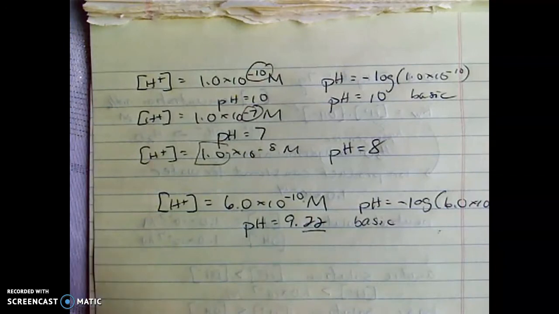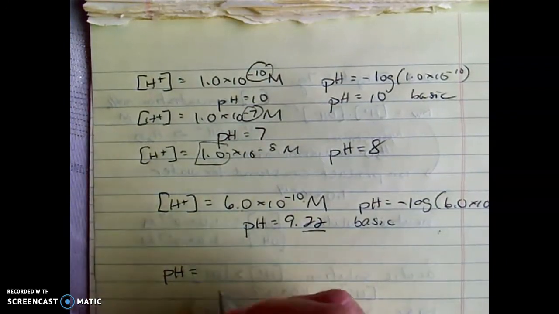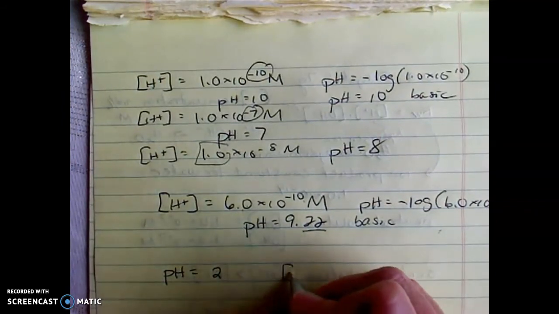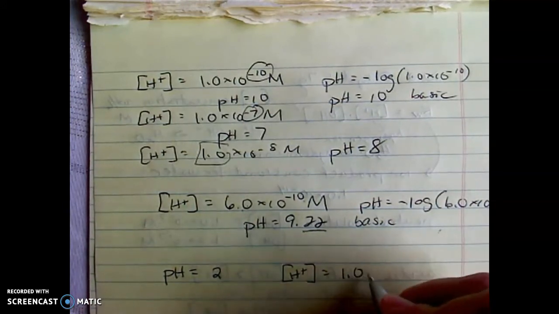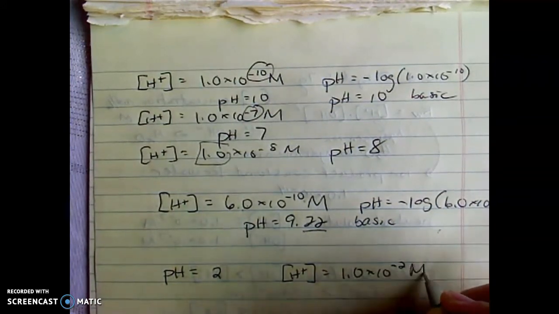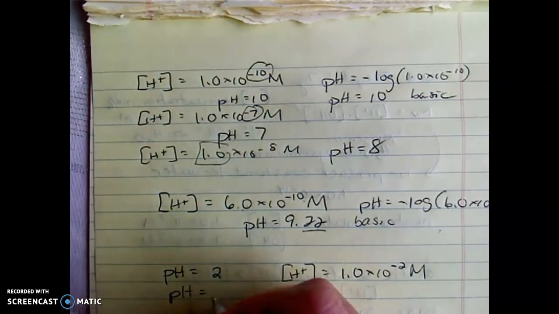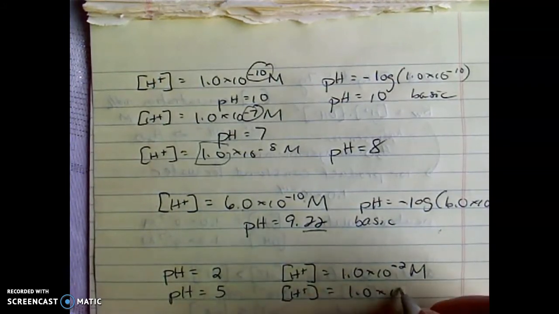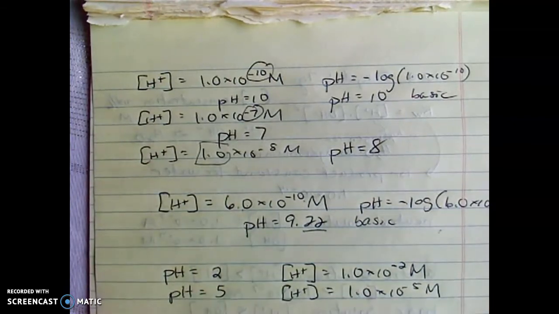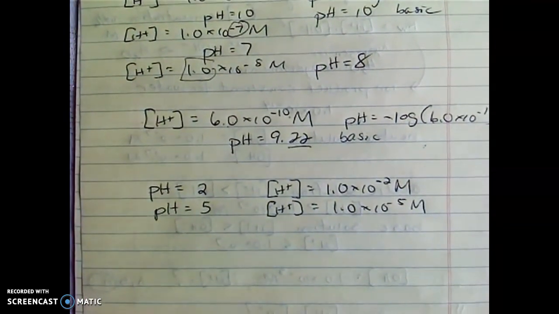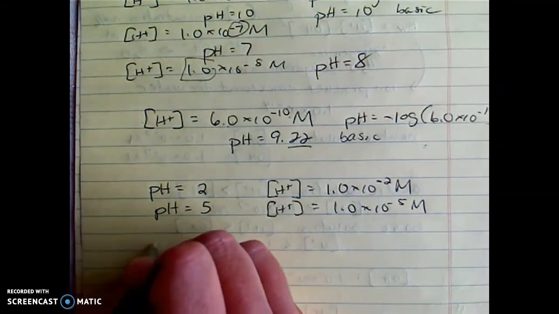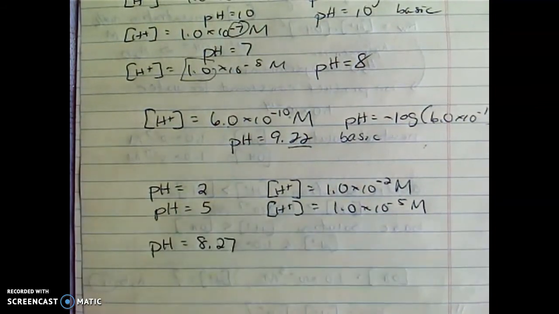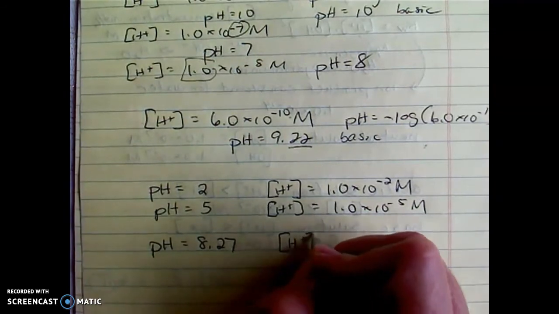You can also go in the reverse. If they tell me that my pH is equal to 2, I know, since this is exactly 2, that my hydrogen ion concentration would be 1.0 times 10 to the negative 2 molar. Or if my pH is equal to 5, then my hydrogen ion concentration is equal to 1.0 times 10 to the negative 5 molar. Now, they're not all this easy because my pH doesn't always come out to an exact number. What if I have a pH that is equal to 8.27? What is my hydrogen ion concentration?